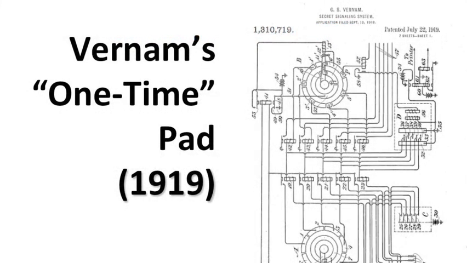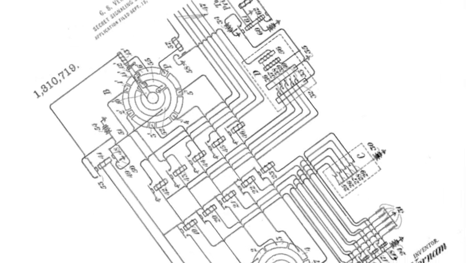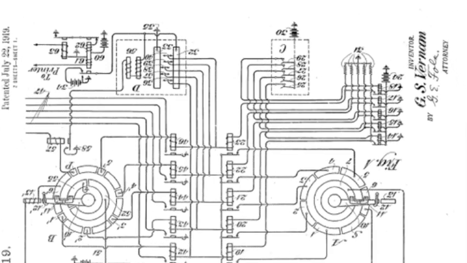This story goes back at least to the 1919 patent that Gilbert Vernam, who was an engineer working at Bell Labs, got on a one-time pad system. It shouldn't really be called a one-time pad. It was a reuse pad system. And the idea behind this is somewhat clear from the patent, especially if we rotate it so we can see it more clearly.